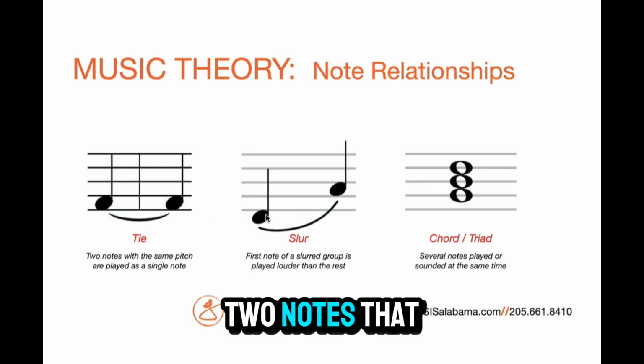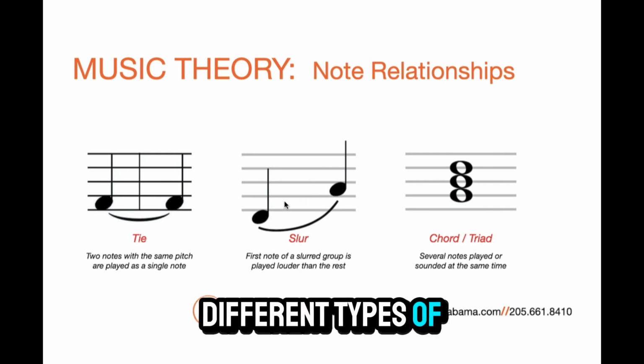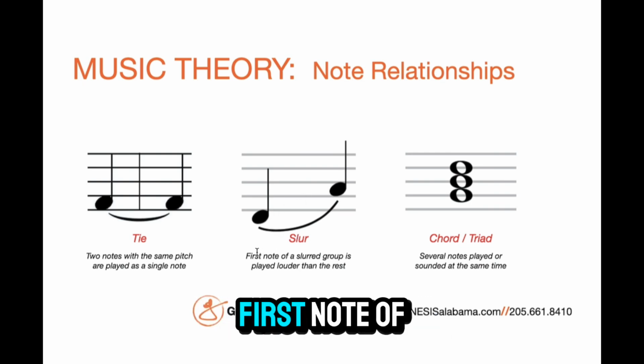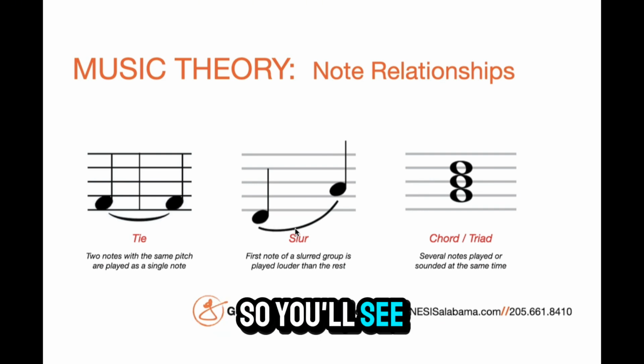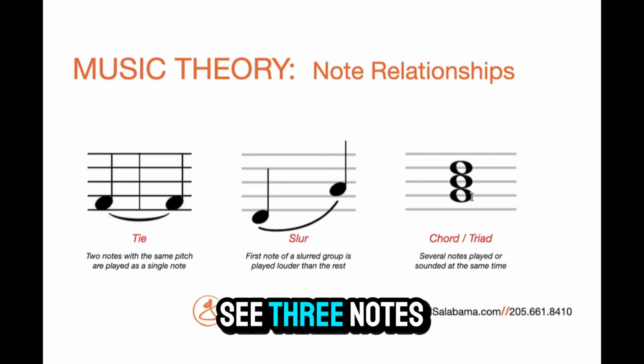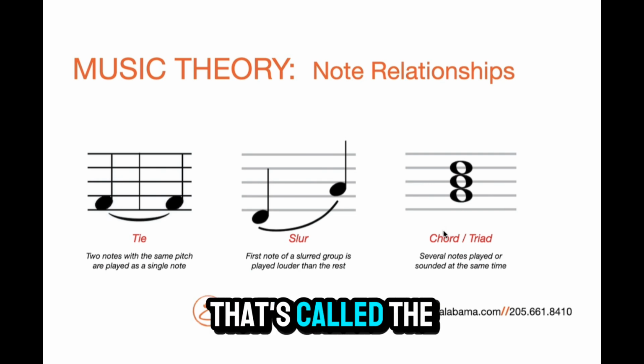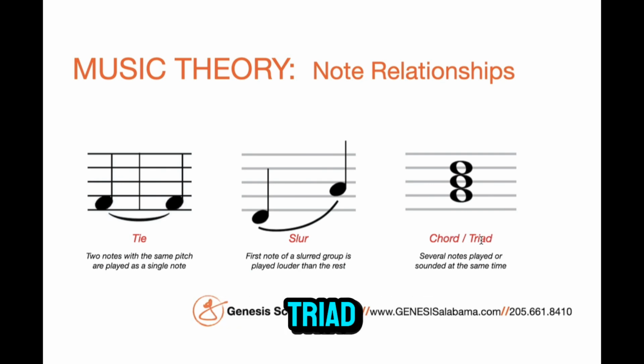If you see two notes with that same kind of symbol, but it's two different types of notes, that's called a slur. The first note of a slurred group is played louder than the rest. So you'll see that slur. And anytime you see three notes right on top of each other like that, that's called a chord or a triad.